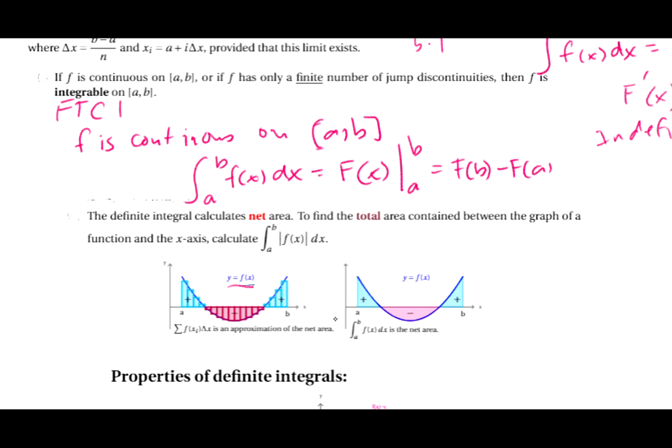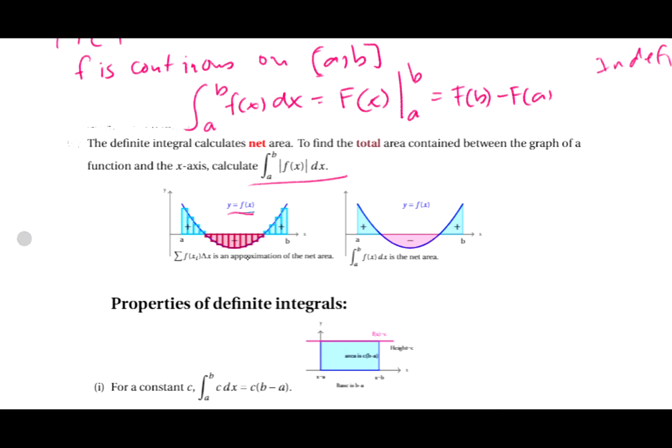If you want to find the total area trapped between the function and the x-axis between a and b, then you have to find the definite integral of not f of x, but the absolute value of f of x dx. And so, with this said, there are a bunch of nice properties that a definite integral has, and we discuss that next and give you a few examples.